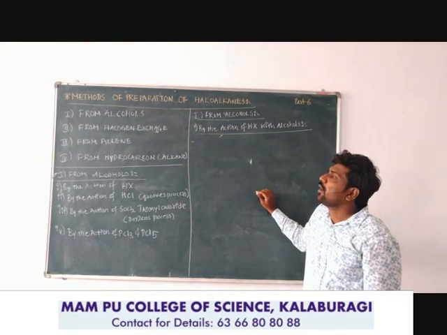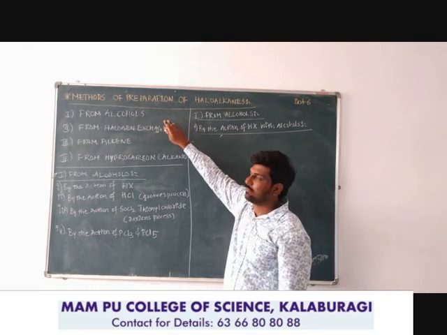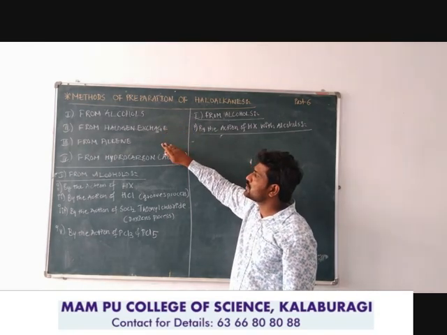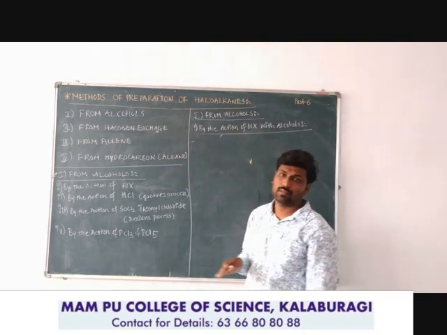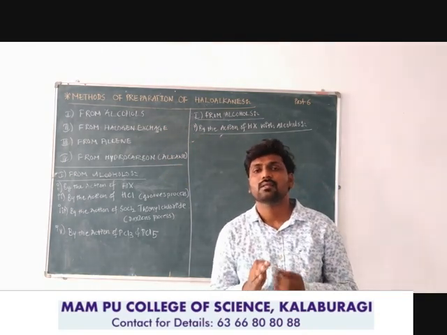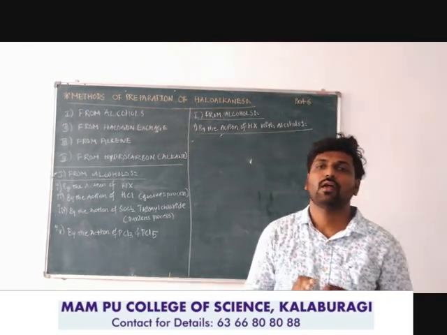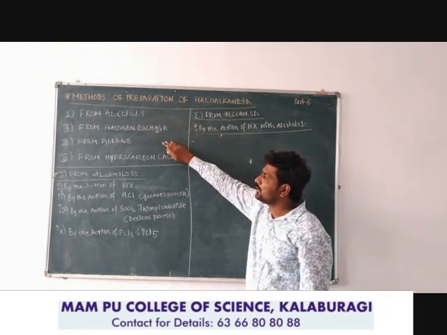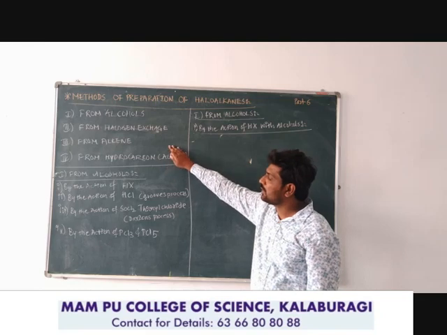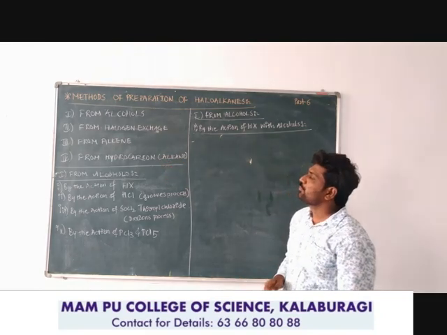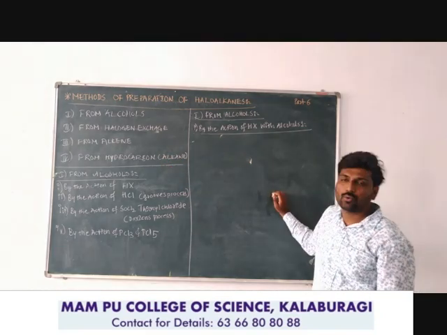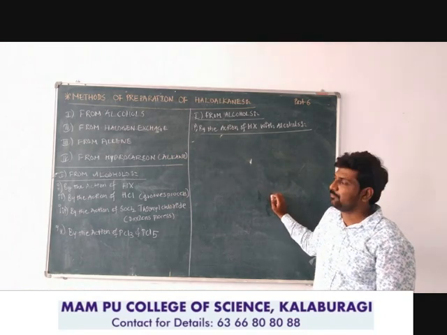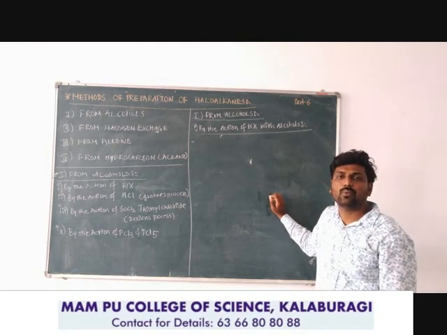Whatever the major methods we have, from alcohols, halogen exchange, alkene and hydrocarbons, these are the starting materials for the preparations of haloalkanes. That is, alcohol is the starting material, alkene is the starting material in the third one, and in the fourth method of preparation of haloalkane, hydrocarbon, that is alkane, is the starting material. Let us go and solve them one by one.